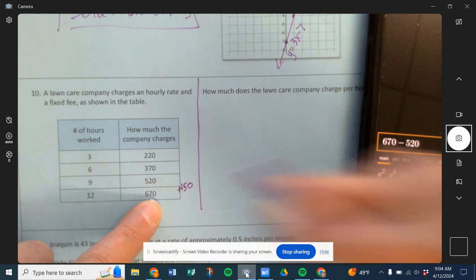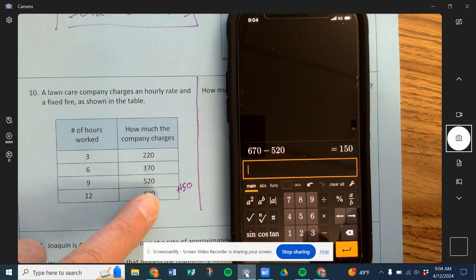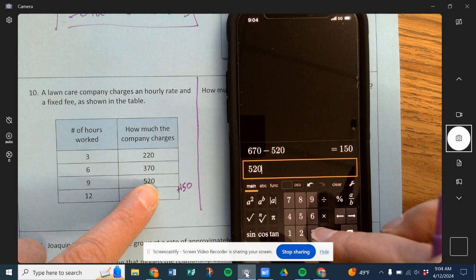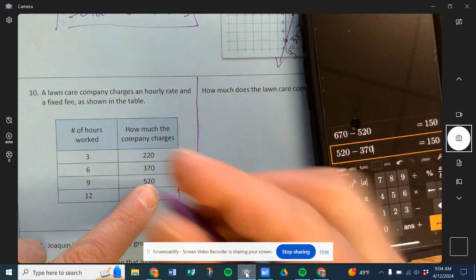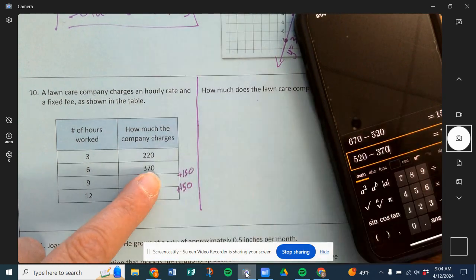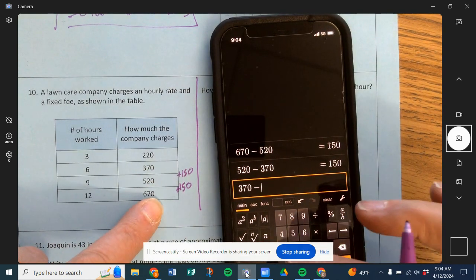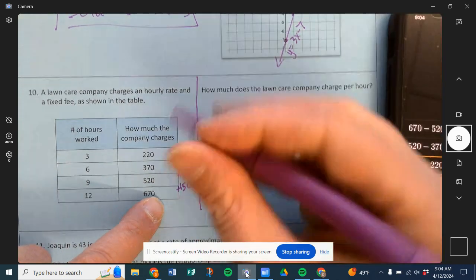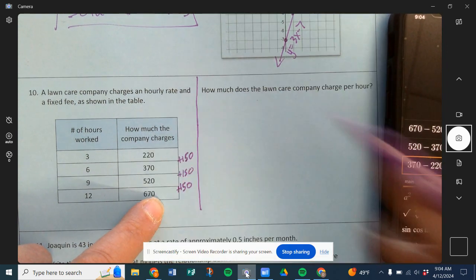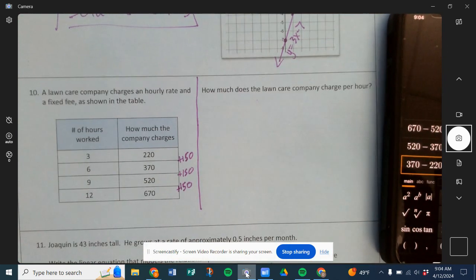I'm adding 150 as I go down, but I'm subtracting to find the answer. 520 minus 370. Yeah, look at, whoa, 150 as well. Huh, interesting. Okay. So what this means is that I'm getting the same answer, is that it is just a linear equation, or a linear relationship, meaning if you were to graph it, it would form a line, okay?